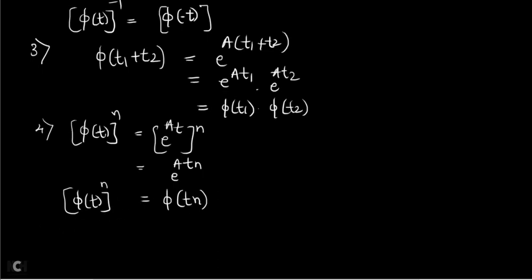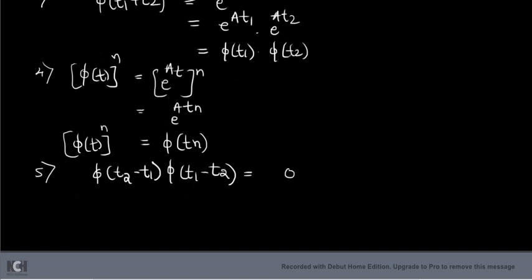Now coming to the last property, the fifth one. The fifth property tells that phi of t2 minus t1, if it is multiplied with phi of t1 minus t0, I'm sorry, here it is not t2, it is t0, some other time t0. So if phi of t2 minus t1 into phi of t1 minus t0 is given, then you can write it as phi of t2 minus t0. So this is the property.